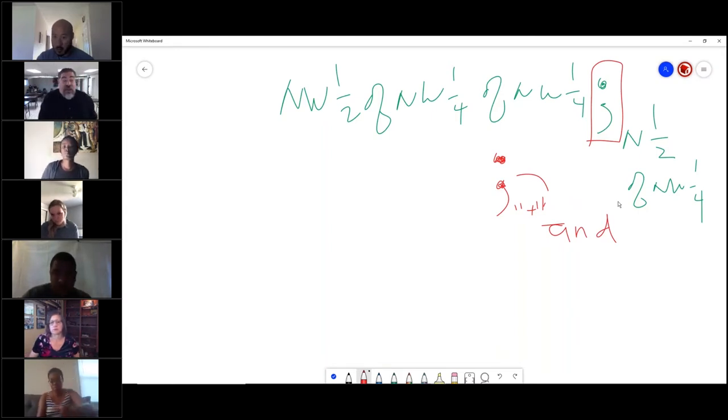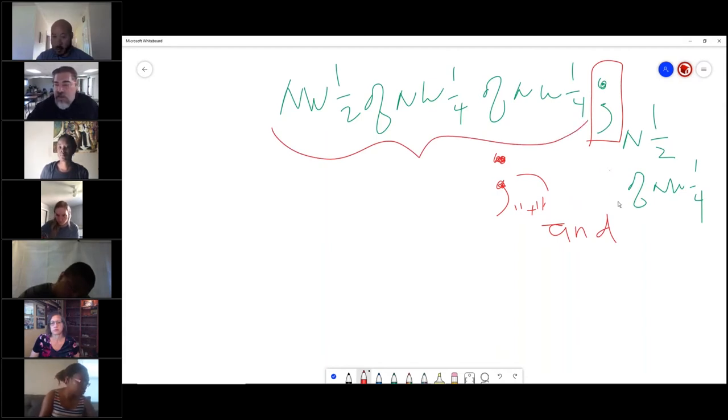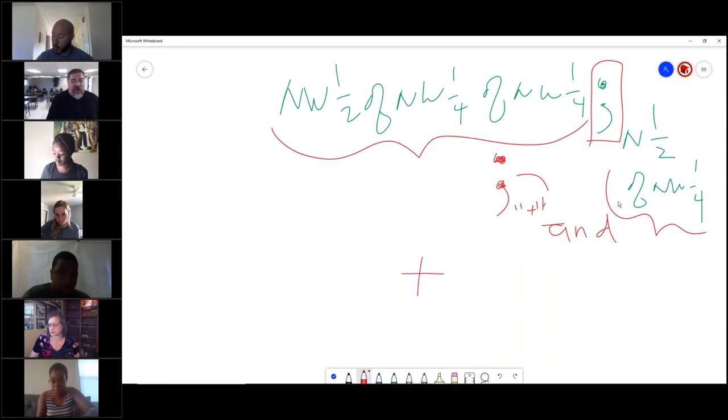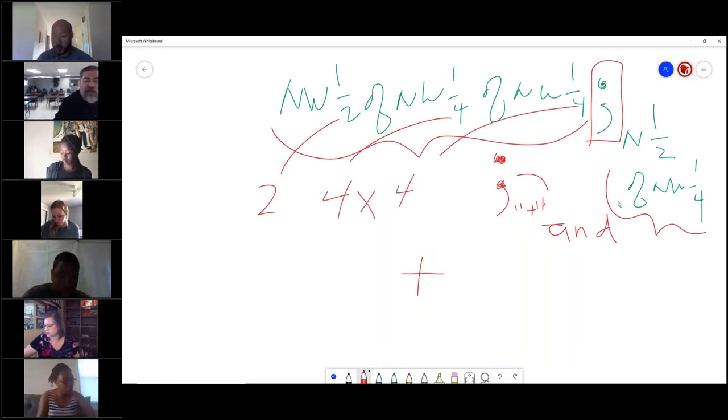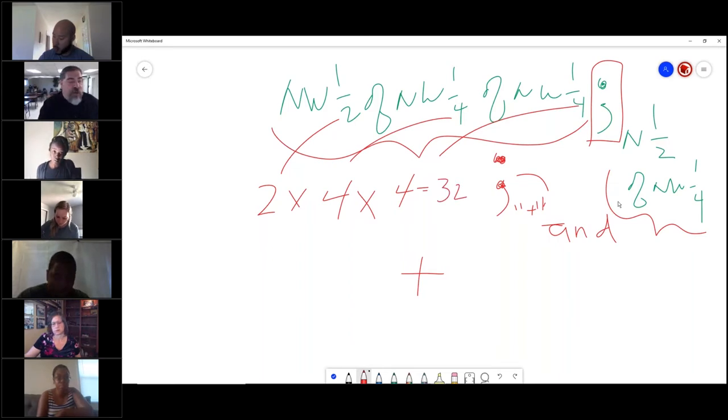So you cannot use this trick unless you understand you can use it here and here, and then you must add the numbers together. So this one, you got 2, 4, and 4. That is 32, right? Plus 8. How many times does 32 go into 640? Wouldn't it be plus 8? We're not done yet.